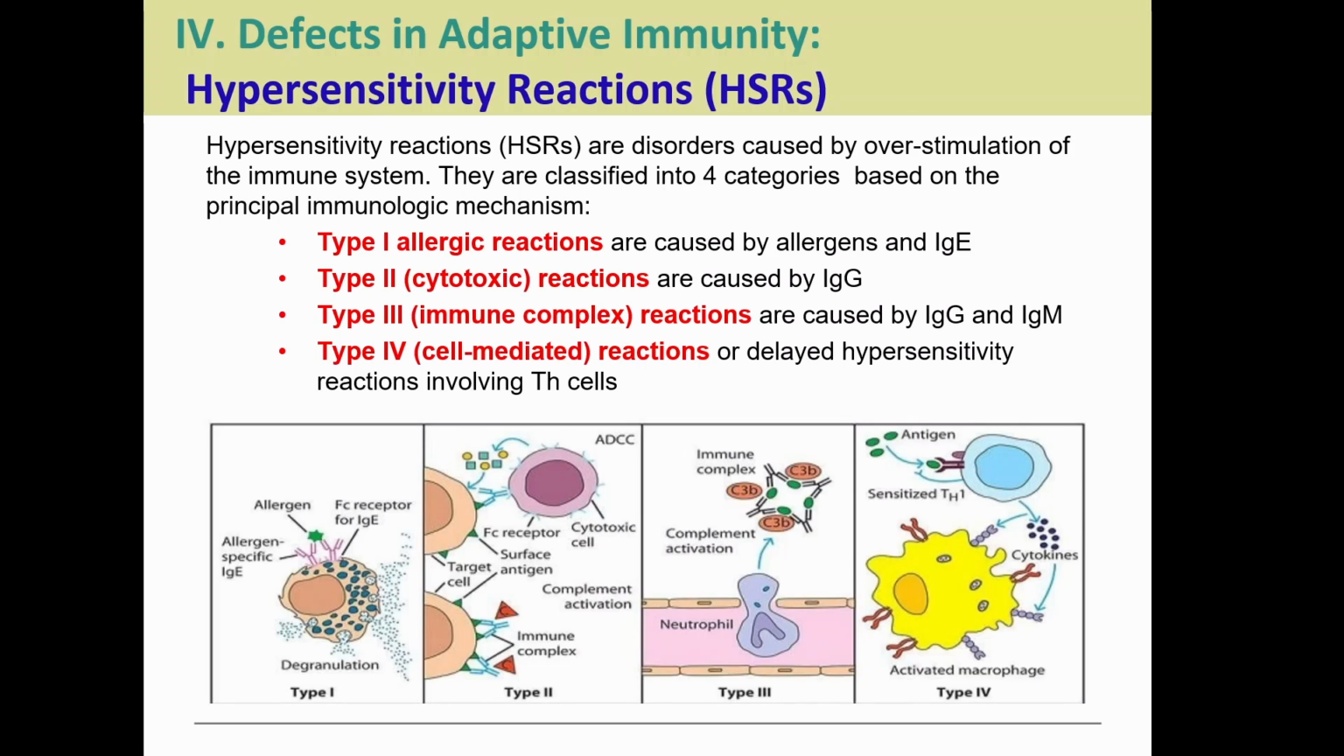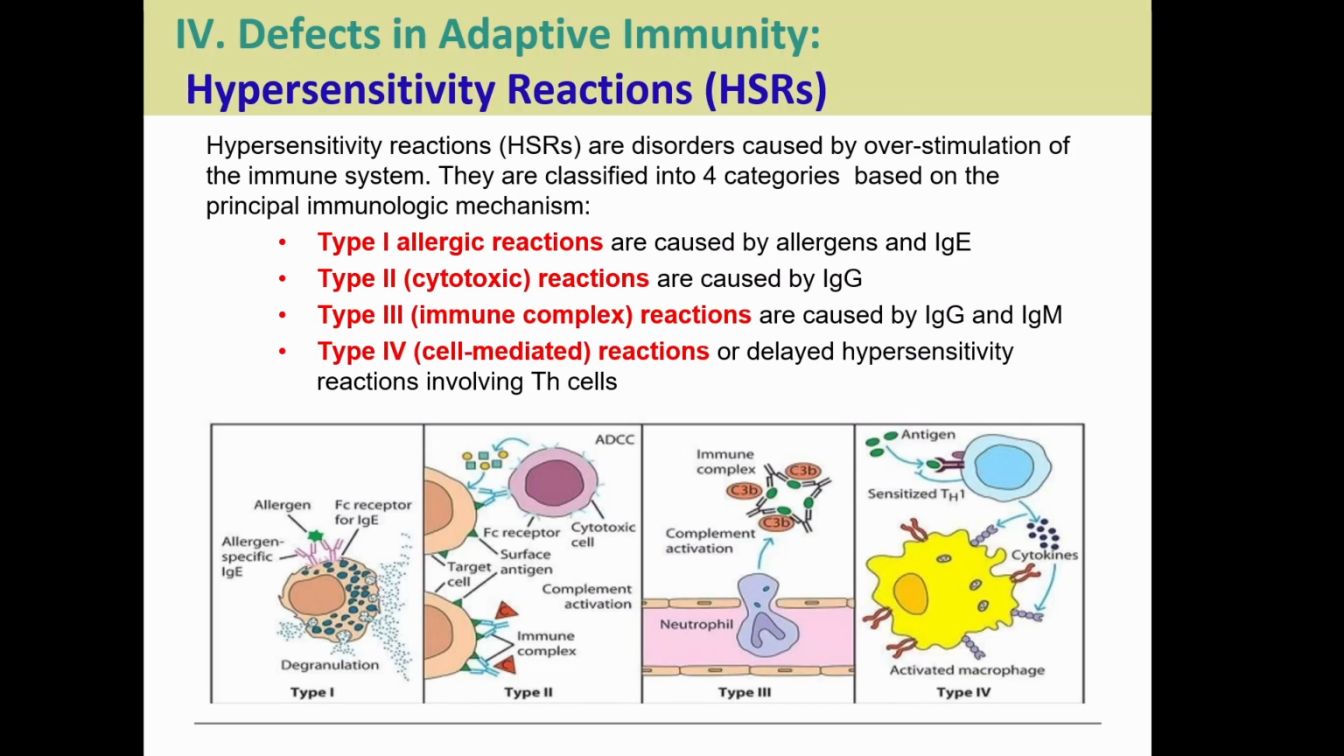These are basically where there's an overstimulation of the immune system, and we have a couple different categories. Type 1 allergic reactions, these are caused by allergens and IgE. Let's say you eat a food, right? You come into contact with something like a food allergen that has that double binding with the IgE, and then it triggers the basophils and the mast cells to release things like histamine and cytokines.